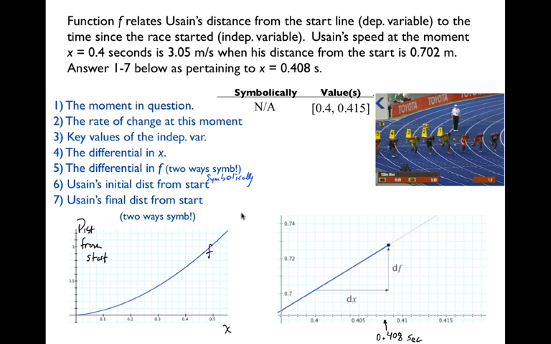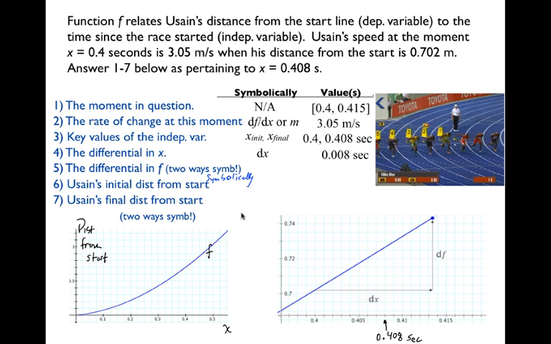Okay. All right, the rate of change at this moment, symbolically, df over dx or m, and what was the value? 3.05, given, right? This time given. All right, key values of the independent variable. So symbolically, x initial and x final, and those values are 0.4 and 0.408. Are we good so far? That's what you wrote? Okay, differential in x. That should be easy, right? We know that's dx, and that value is 0.008 for this particular situation.